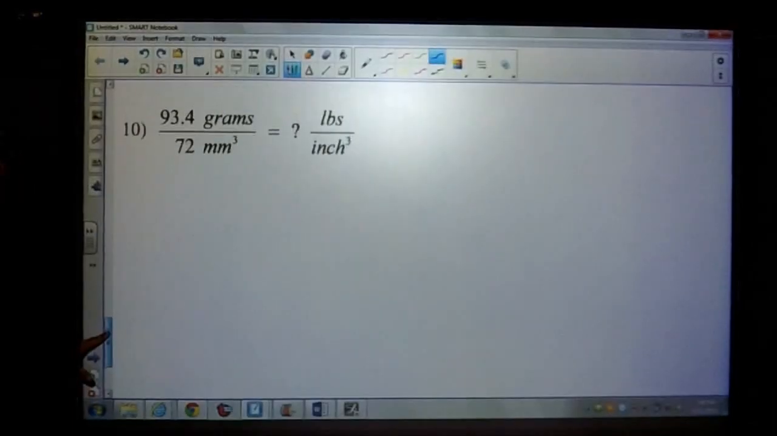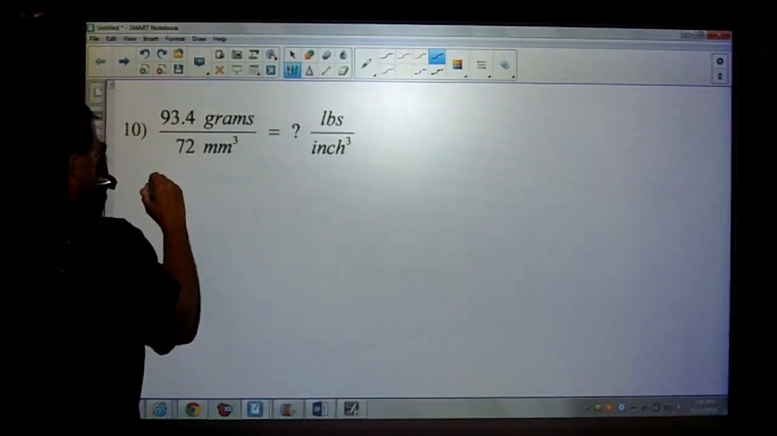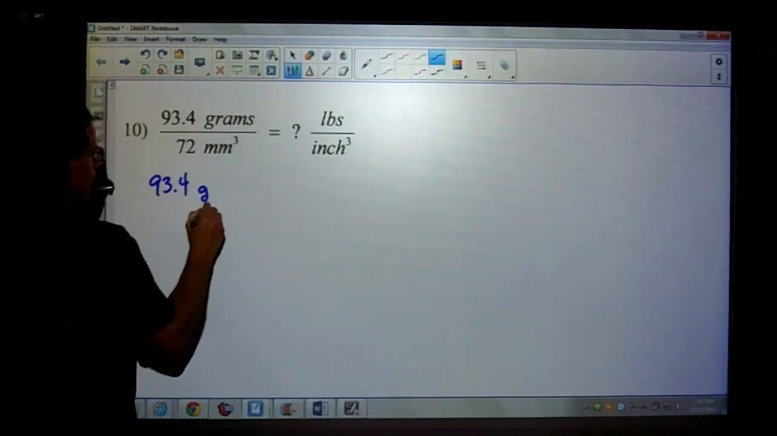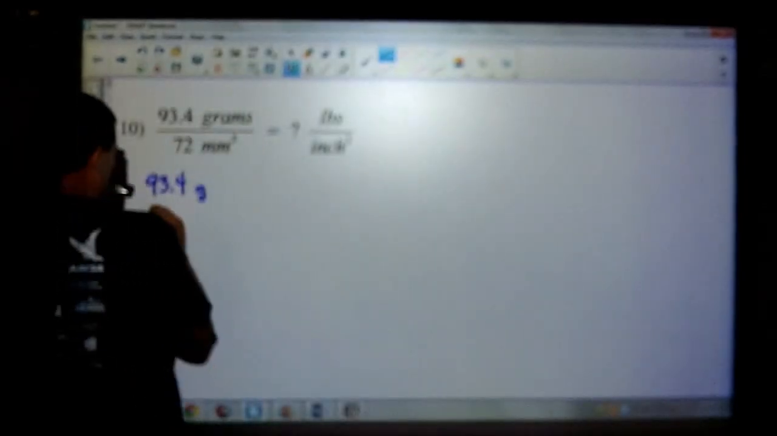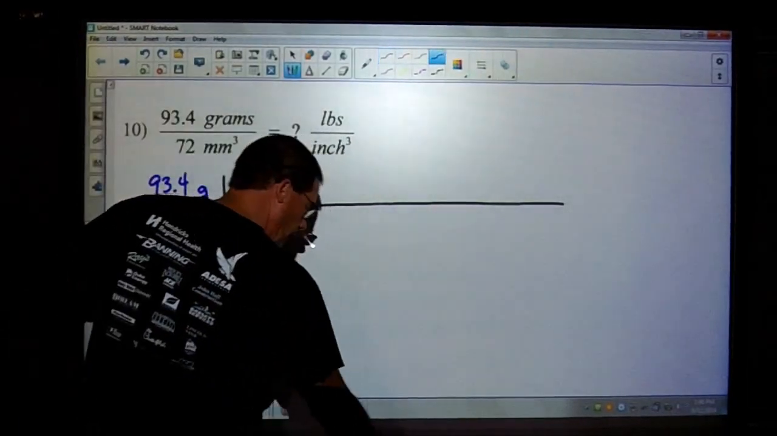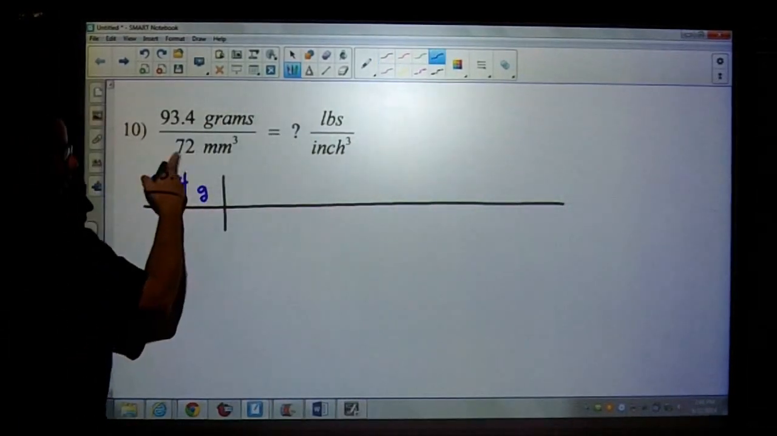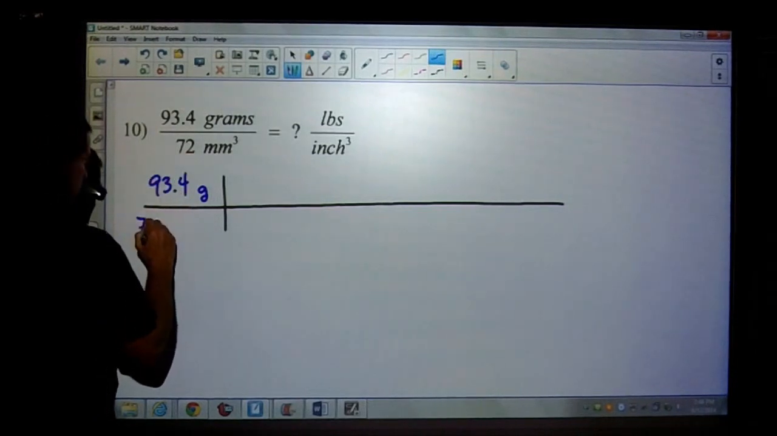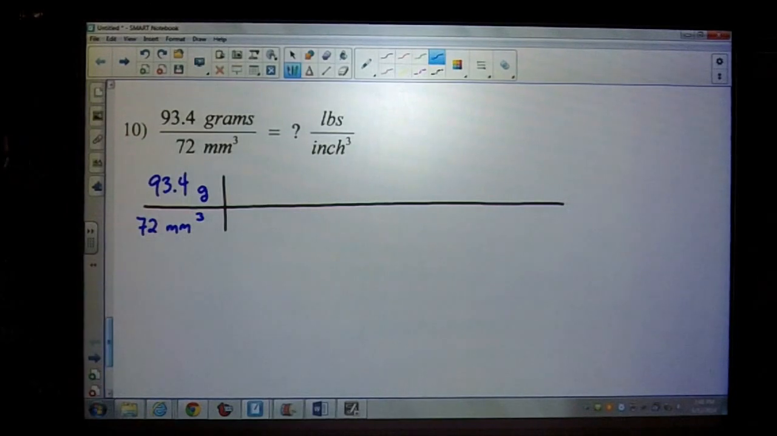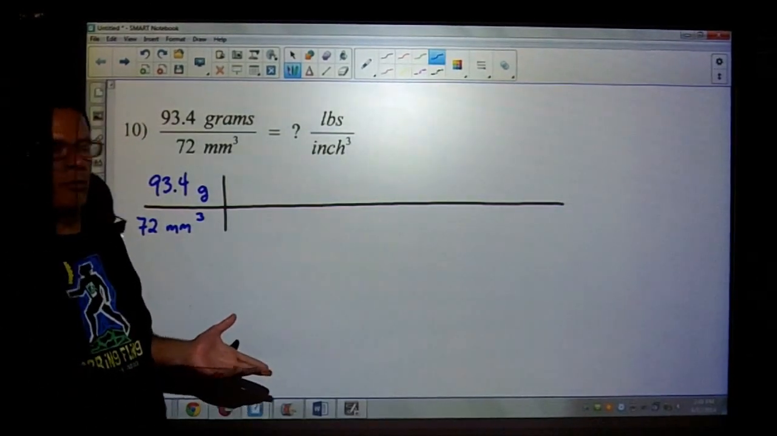So we know we have 93.4, and that's grams for every, and again, I did something odd there. I went 72, and that's millimeters cubed. So this is a mass per volume. Not normal, but again, it's good problem solving stuff here.